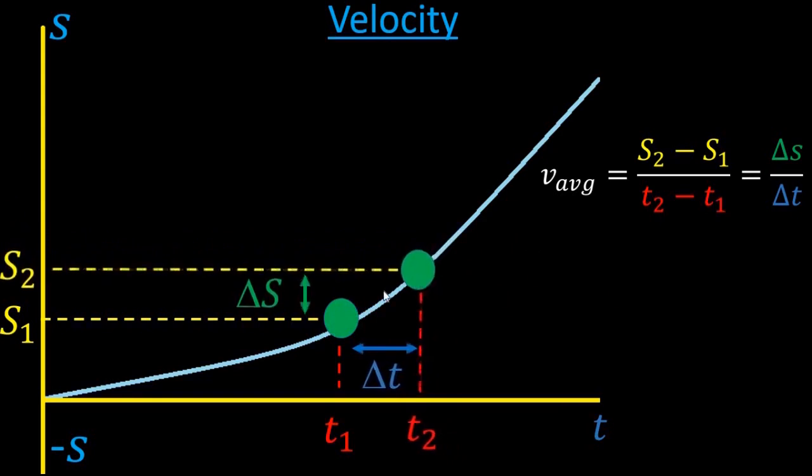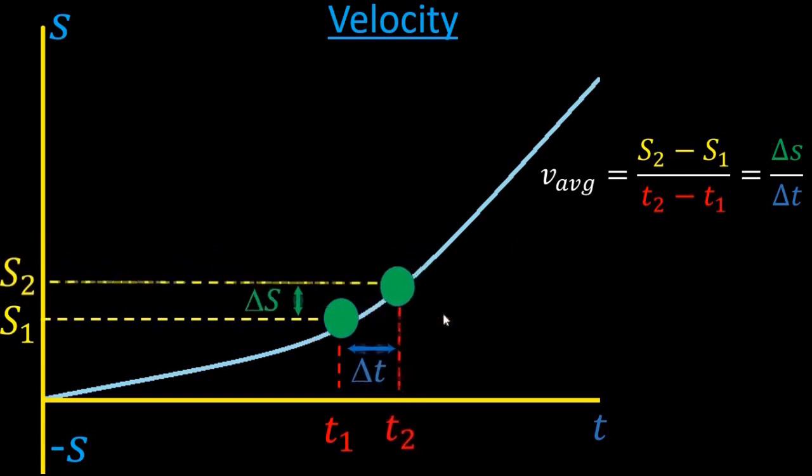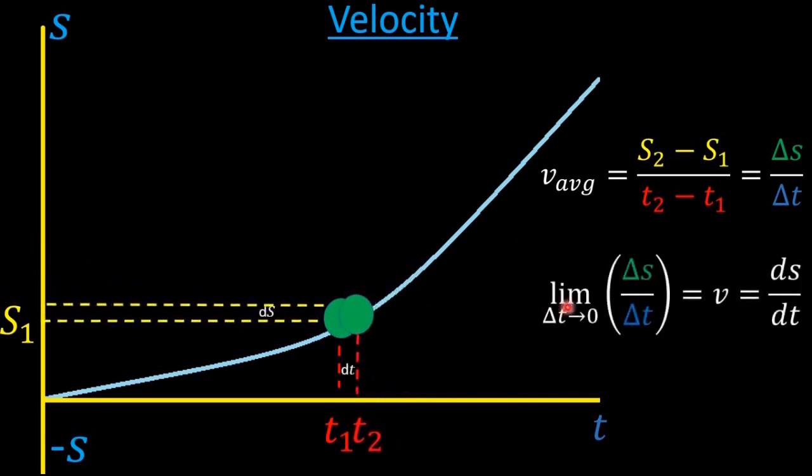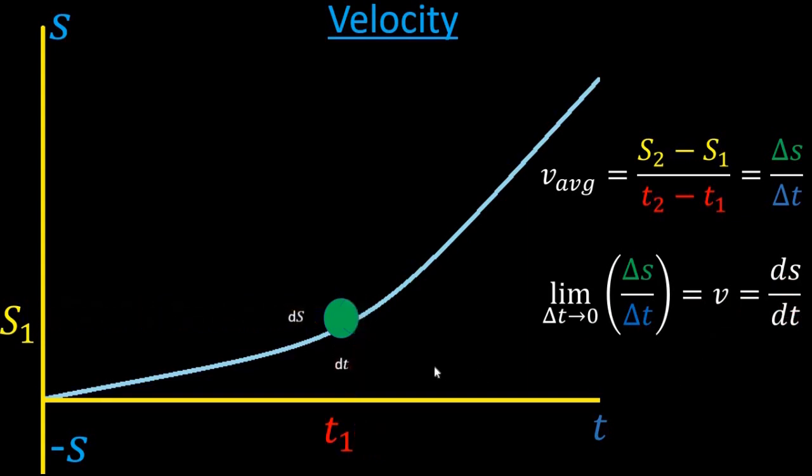If we start to make the difference in time smaller, we start to get closer and closer to its instantaneous velocity at time t1. If we keep making that difference smaller and smaller, we eventually end up taking the limit as delta t approaches 0 of delta s by delta t, which will just give us v, which is ds/dt. So ds/dt is the infinitely small change in displacement by the infinitely small change in time. And that will give us the instantaneous velocity.